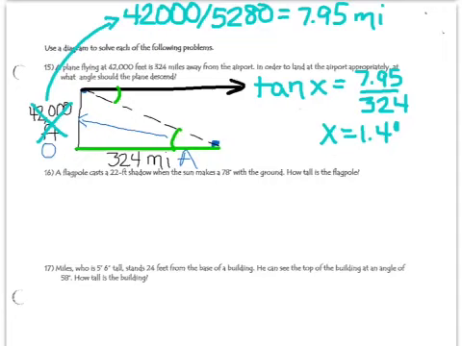Okay, let's look at number 16. A flagpole. So let me get my cool artwork back out again. Here's my flagpole. Okay, and it casts a 22-foot shadow. So down here, this is 22 feet.